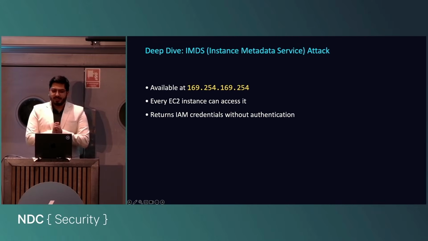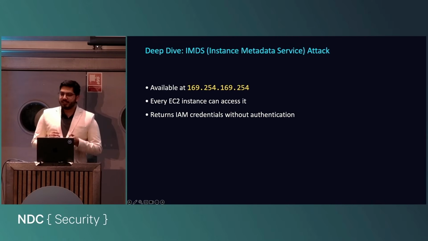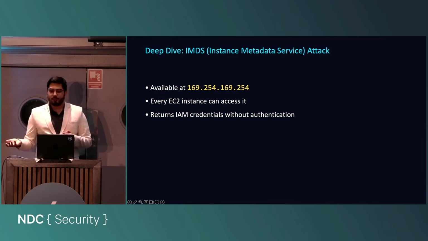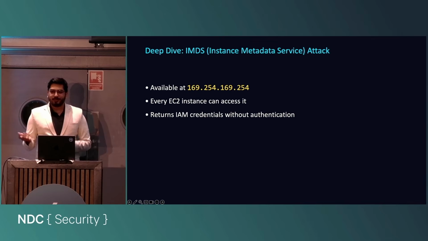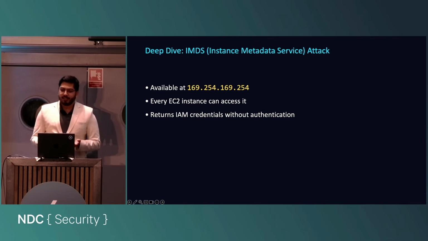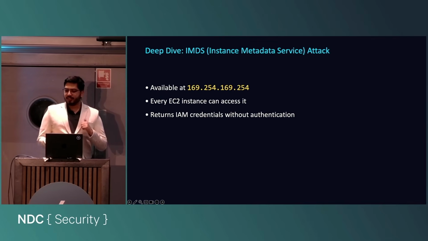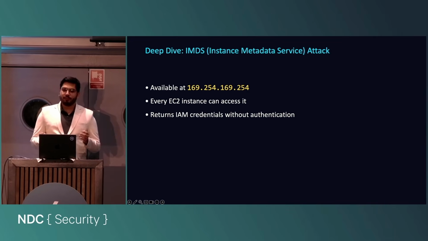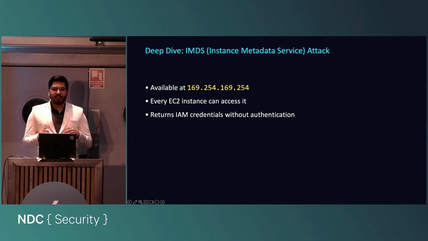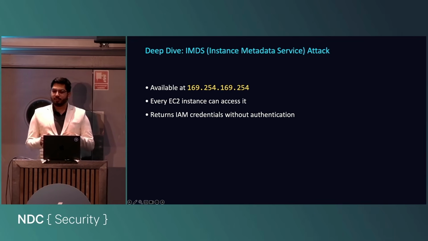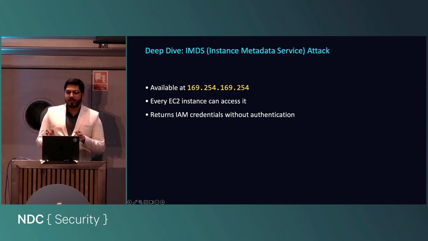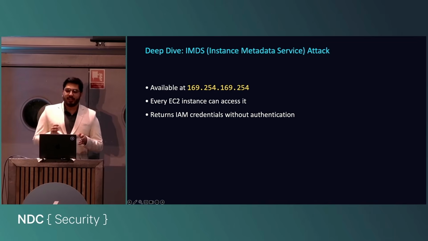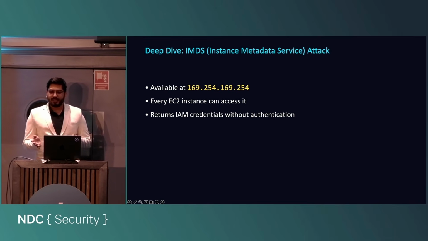Now let's do a short deep dive into the IMDS. IMDS is like leaving your house keys under the doormat or maybe the flower pot. It works great until someone just comes and looks around. The IMDS service for AWS lives at 169.254.169.254. It's a link-local address baked into every EC2 instance. It's designed so that the instance can discover its own configuration, region, and so on, but it also serves the IAM credentials. These are temporary access keys that let the instance call the AWS APIs.